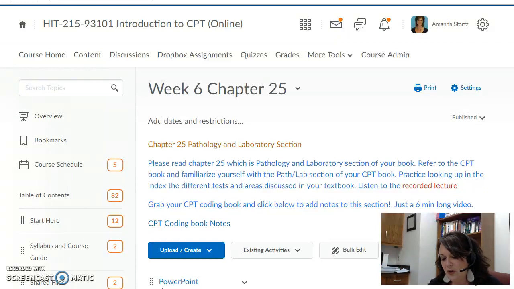To familiarize yourself with the content of the Path and Lab section, review the subsections in the CPT manual. It will help you get a broad overview. Also make sure that you read the lecture called CPT Coding Book Notes and put the notes in where I tell you to. The second paragraph there: laboratories have built-in indicators that allow additional tests to be performed without an actual second written order from the physician.